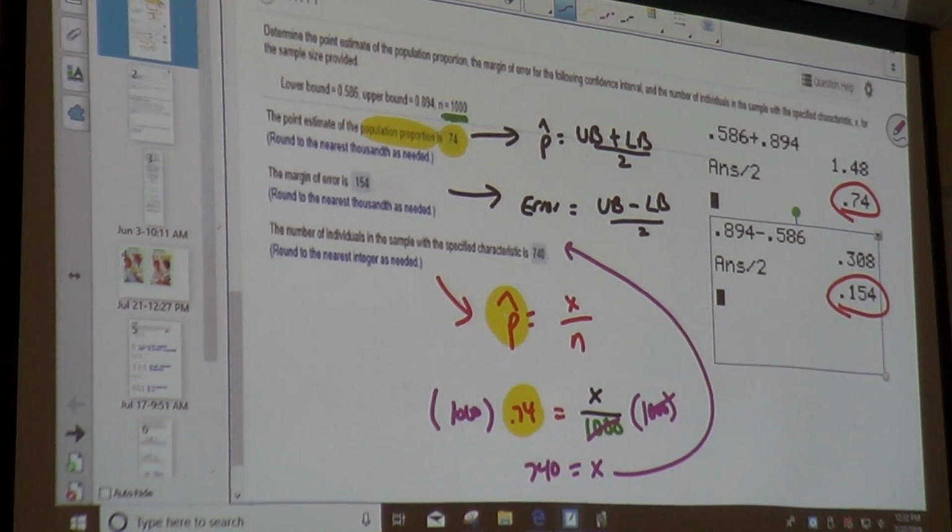So your point estimate, if you don't know the X over N, is going to be the upper and lower bound added together divided by 2. Your margin of error is going to be upper bound minus lower bound divided by 2. And then you're going to use your P hat equals X over N. And you found your P hat, which is your point estimate.